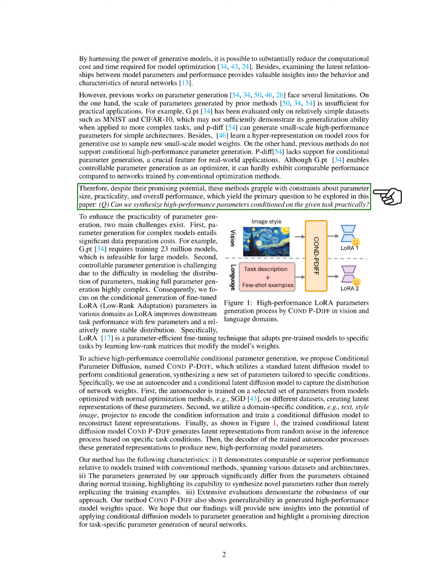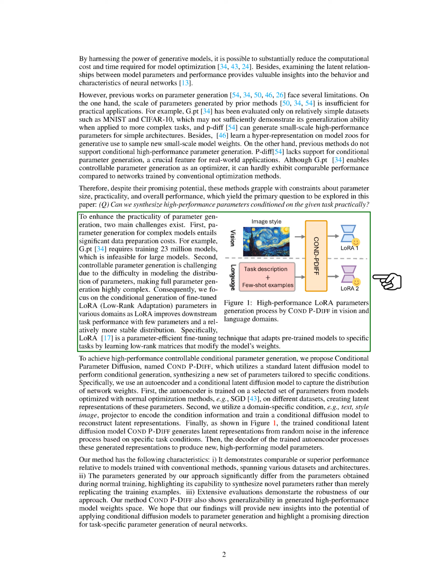To improve the practicality of parameter generation, we face two main challenges. First, generating parameters for complex models requires extensive data preparation, as G.pt needs to train millions of models, which is not feasible for larger models. Second, creating controllable parameter generation is difficult due to the complexity of modeling parameter distributions.